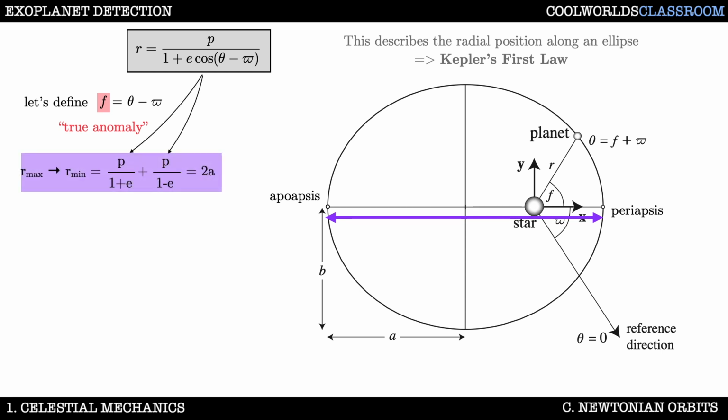All we have to do to get this is just plug in f equals 0 and f equals pi into our r formula, and we can see that we get p over 1 plus e plus p over 1 minus e.